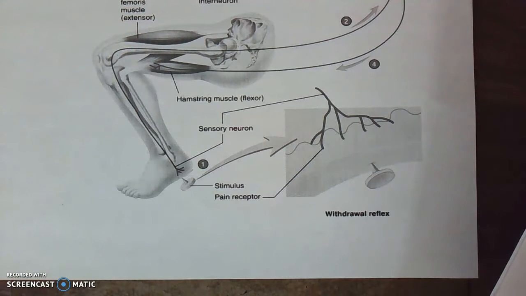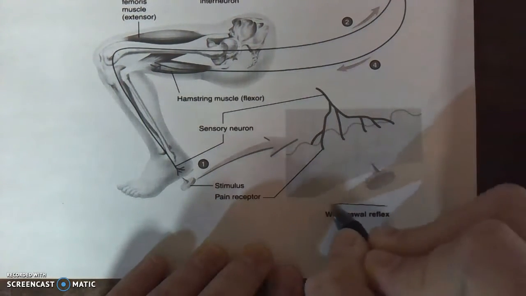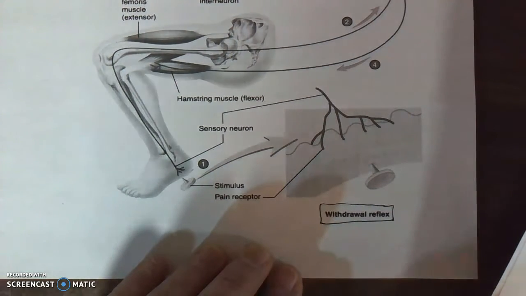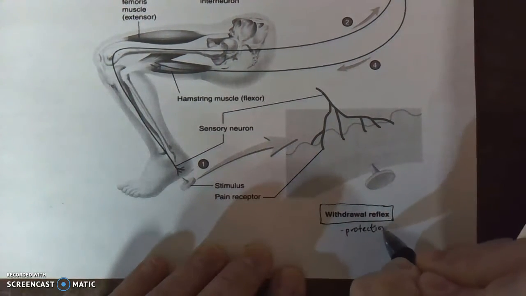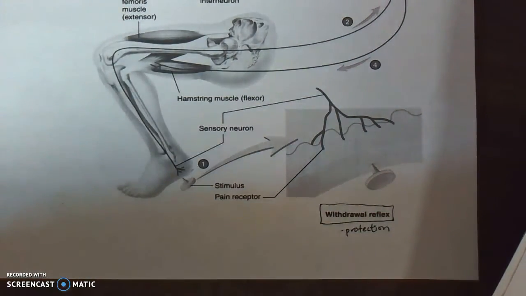Welcome to video 12, our last video for this chapter. And we are going to be talking about the withdrawal reflex. And this is one we're all familiar with because we've all done things that have hurt. And this again is for protection. So you can see that the purpose of reflexes really is protection in all of these.